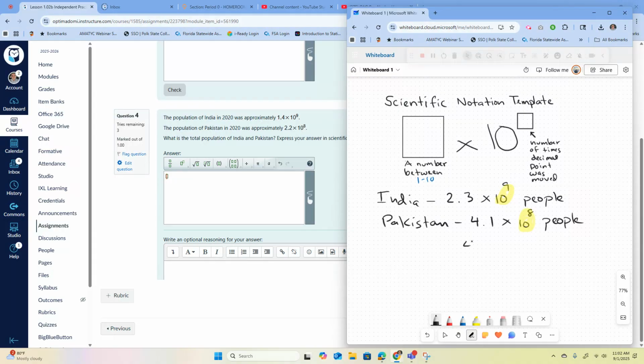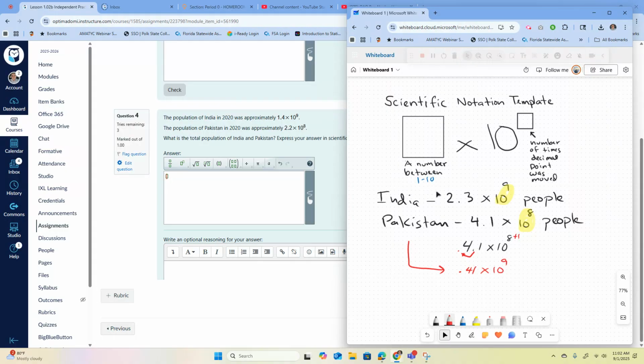Now, how do we do that? Let me put it here: 4.1 times 10 to the 8 power. We're going to move the decimal point one time to the left. So now it's going to be 0.41 times 10. When you move the decimal point one time to the left, what you're really doing is adding 1 to the original exponent. And now your new number is going to be 0.41 times 10 to the 9th power for the population of Pakistan.